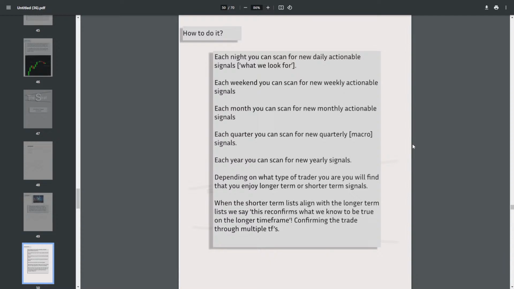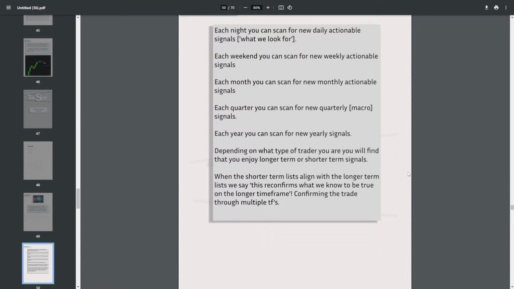So how would you do this? Each night, you can scan for new daily actionable signals. Each weekend, you can scan for new weekly actionable signals. Each month, monthly, quarterly, et cetera. So depending on the type of trader you are, you'll find you either enjoy the short-term stuff or the longer-term stuff more. And the really important concept here, when the shorter-term lists align with the longer-term lists, we say this reconfirms what we know to be true on the longer time frame, confirming that trade through multiple time frames.